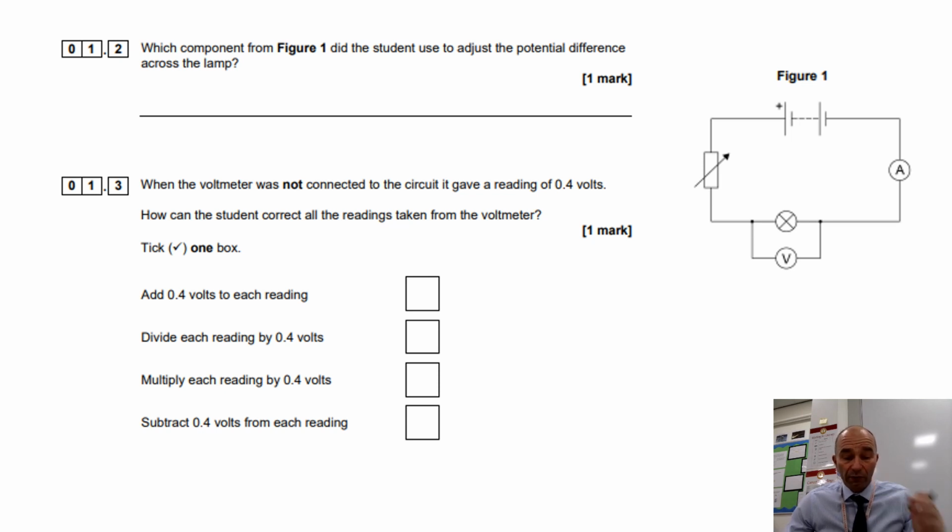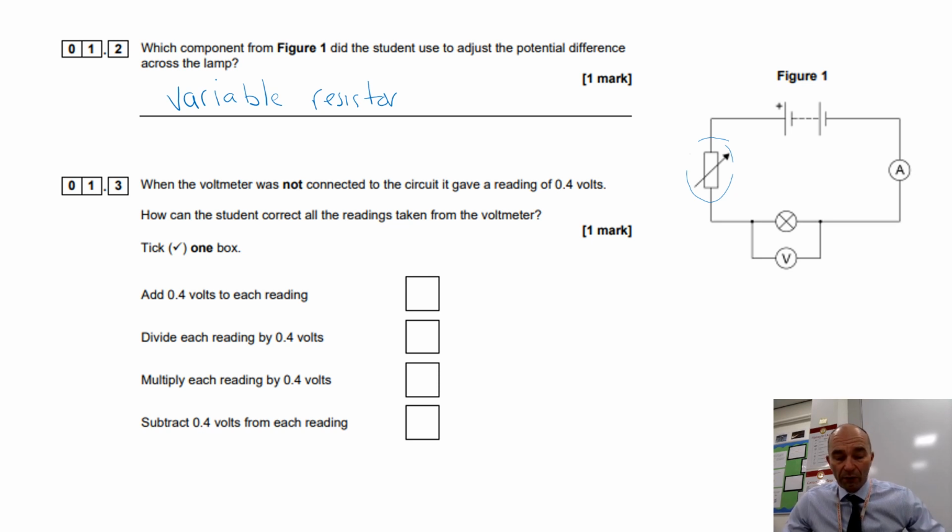1.2, which component from figure 1 did the student use to adjust the potential difference across the lamp? Well, if we're adjusting the potential difference, that's also going to affect the current. And it's going to be this component here, which is our variable resistor. So, as the name suggests, we can vary the resistance just by turning the dial on the resistor, and that will adjust the potential difference. You could also draw the symbol in this case.